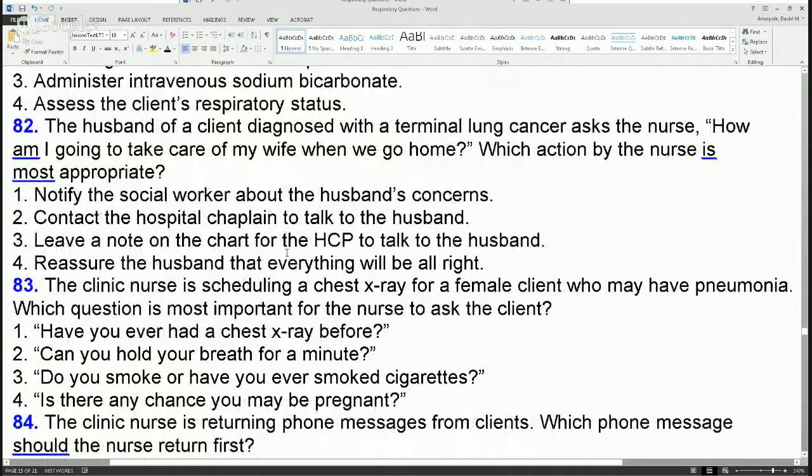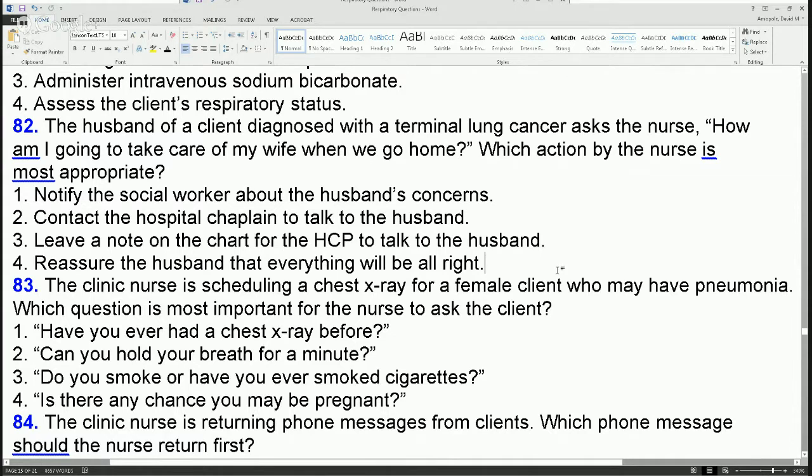Christy. The husband of a client diagnosed with terminal lung cancer asked the nurse, how am I going to take care of my wife when we go home? What action by the nurse is most appropriate? Oh gosh. One. Yes. This is one of those ones where you just start throwing out the wrong answer.